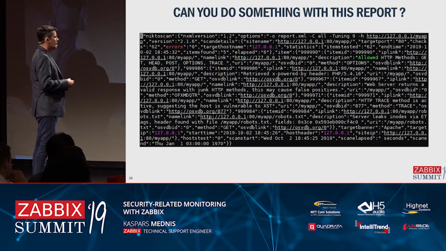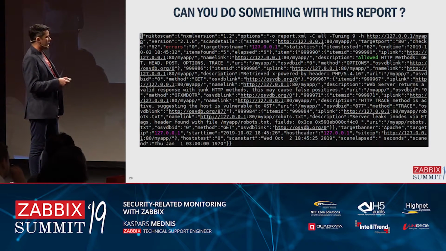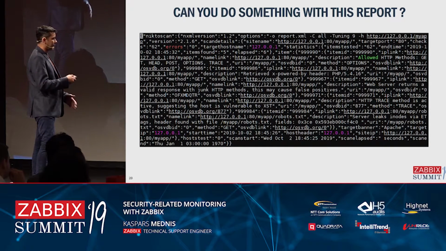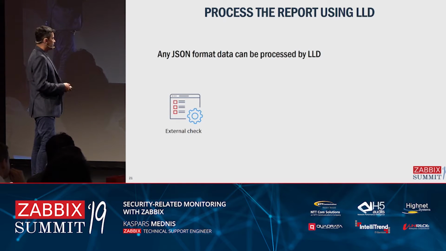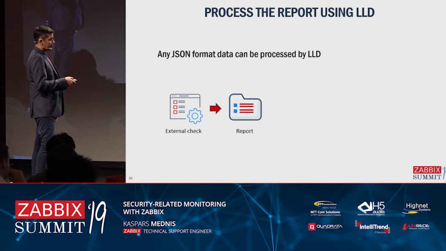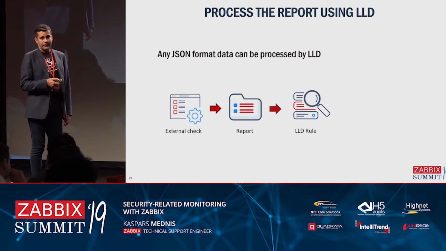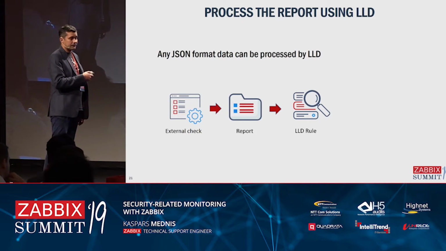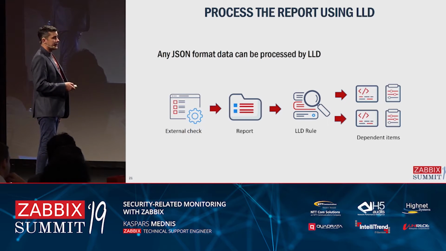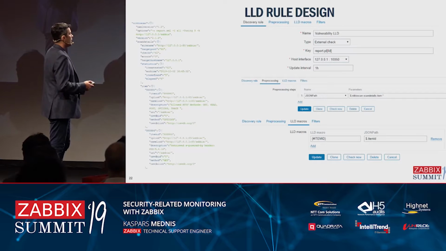Like here, you may get this kind of security report, and you may say, how can I use something like that? Yes, that's absolutely unreadable. But you can launch a check, you can generate that report, and then you can process it with a Zabbix LLD rule. Yes, this is not readable for you, but this is perfectly readable for Zabbix. And then you can create some dependent items. You can create some triggers like that.